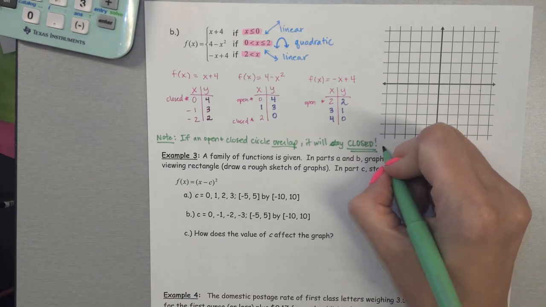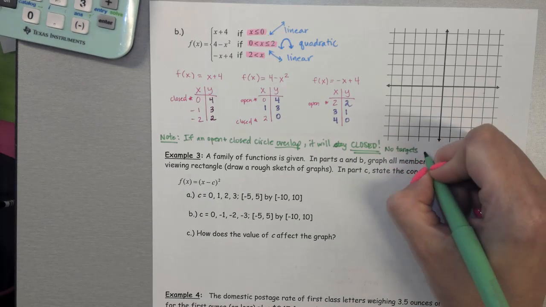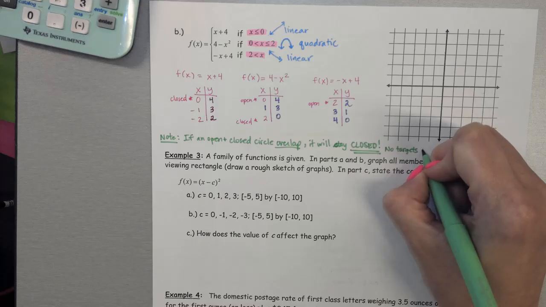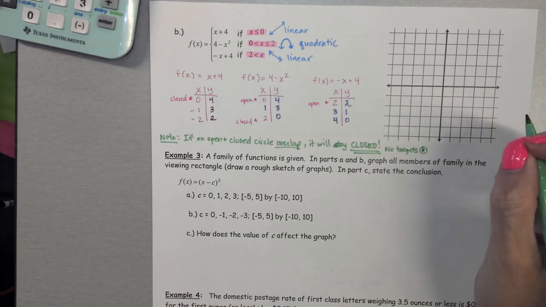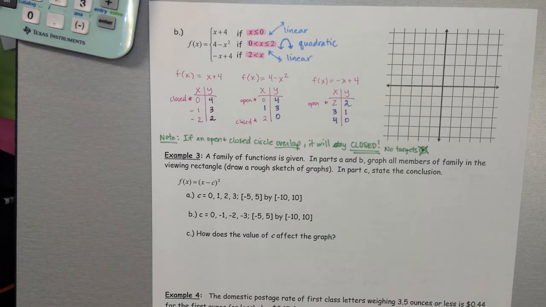And then sometimes what I'll write is no targets, because people will have a closed circle and then they'll try to put an open circle around it and then it looks like a bullseye. So you cannot do that. No targets allowed.